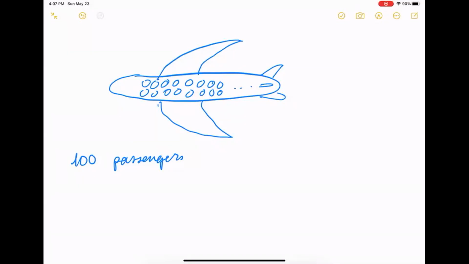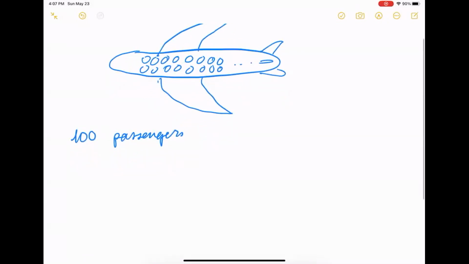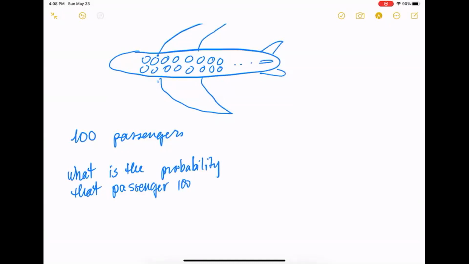So passenger N goes to the airplane and looks for their seat. And if their seat is occupied by a previous passenger, they sit down in a random seat. And if it's not occupied, they just sit where they have to sit. Okay, so the question is, what is the probability that passenger 100, the last person in the line, sits in their assigned seat.